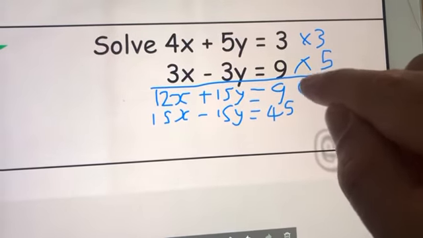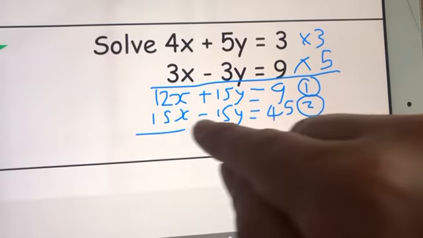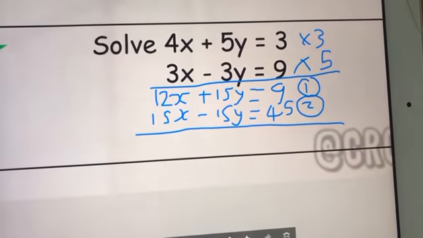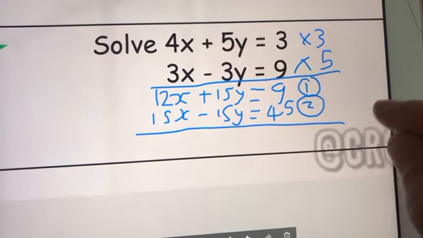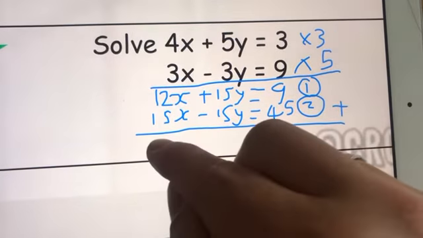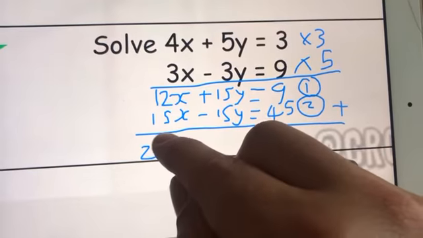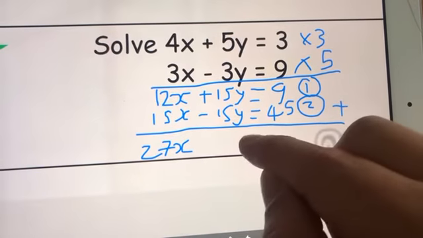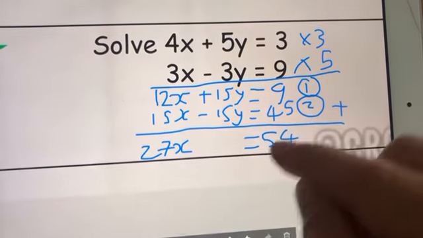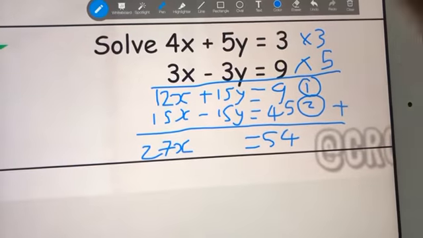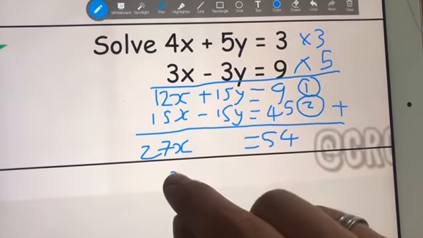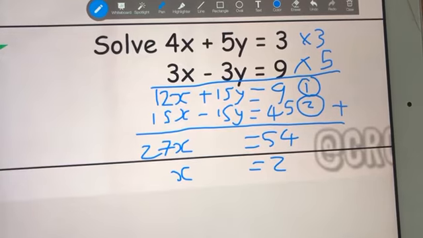Call the top one equation 1, bottom one equation 2. Then I'm going to add them together because they're different. If it's different, add; same, subtract. So different, I'm going to add them together. 12 plus 15 is 27. 9 plus 45 is 54. 27x equals 54. That would mean divide by 27, so x would have to be 2.